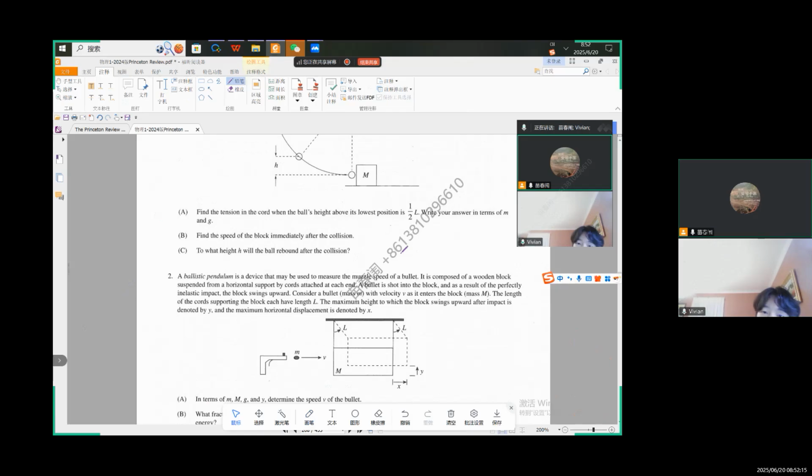Measure the muzzle speed of the block. Suspend... perfectly inelastic block swings upward. Consider a bullet m with velocity v as it enters the block on the cord. In terms of mg and y, determine the speed v of the bullet.